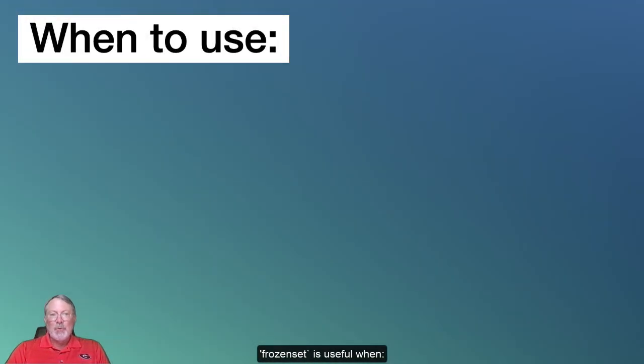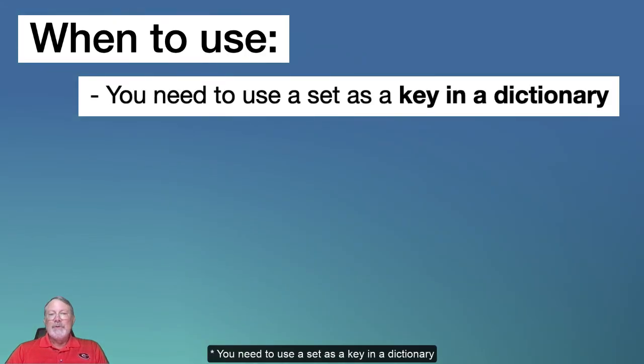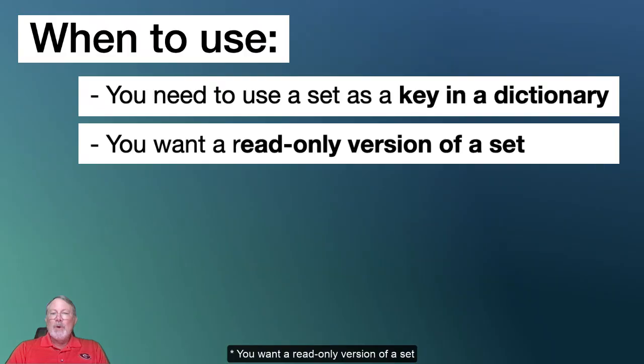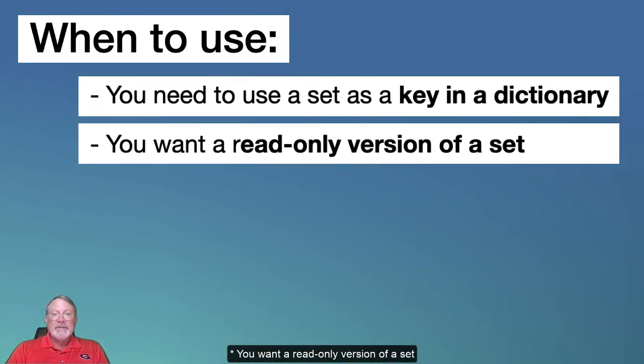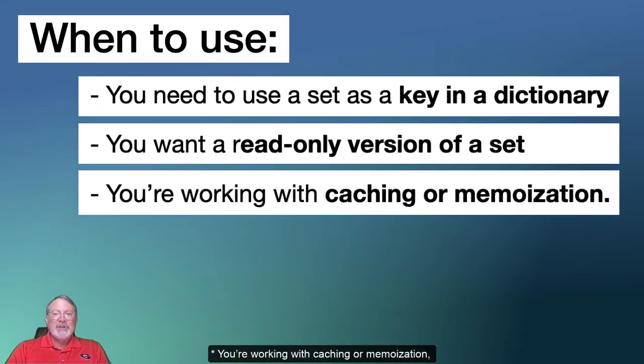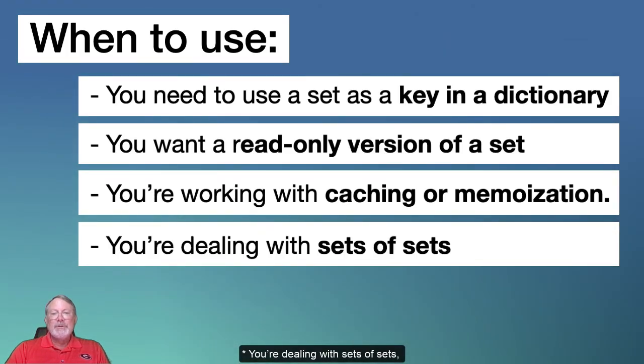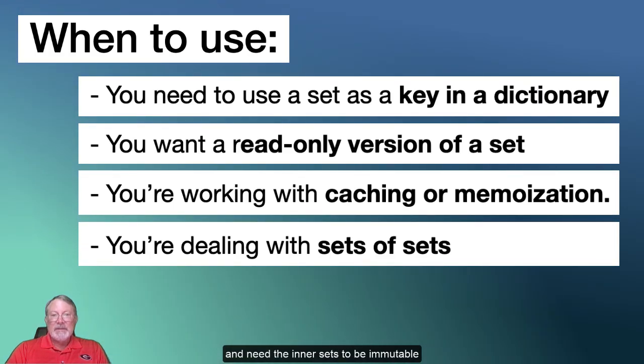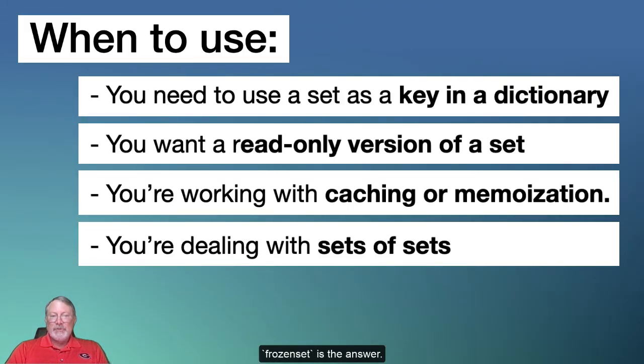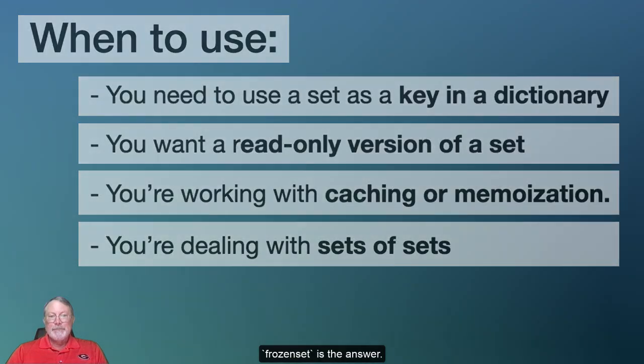Frozenset is useful when you need to use a set as a key in a dictionary, you want a read-only version of a set, you're working with caching or memoization where immutable keys are required, or you're dealing with sets of sets and need the inner sets to be immutable. So, if immutability and hashability are important, frozenset is the answer.